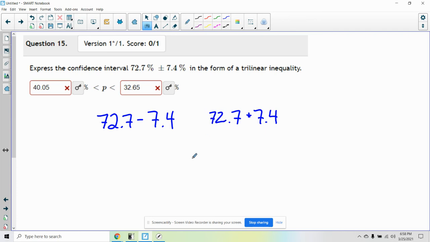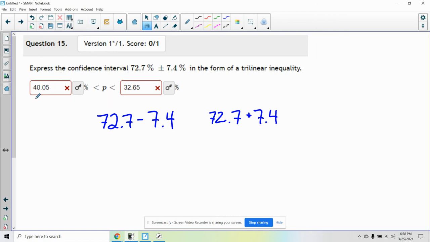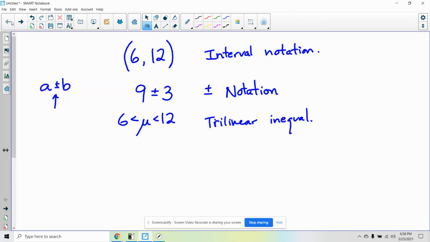72.7. So we'll figure that out right now. 72.7 minus 7.4. So our lower bound is going to be 65.3. And then if you add it, we'll get 81.1, I believe. So just be careful which style or which notation they want you to use, okay?